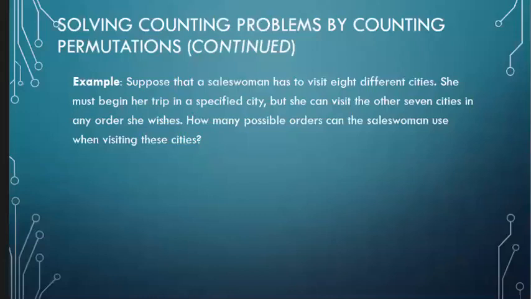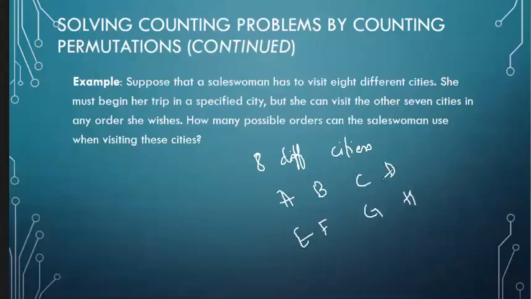Suppose we have a saleswoman who has to visit 8 different cities, and she must begin her trip in a specified city. But she can visit the other 7 cities in any order she wishes. How many possible orders can the saleswoman use when visiting these cities? Now over here we have 8 different cities. Let's name them as A, B, C, D, E, F, G, H. Now suppose she is supposed to begin at the city C only. So for city C, we have only one choice. So she has visited city C.